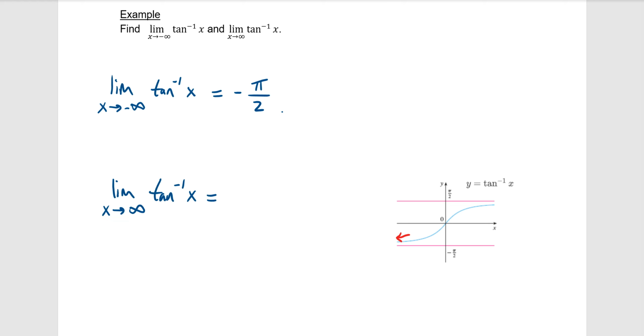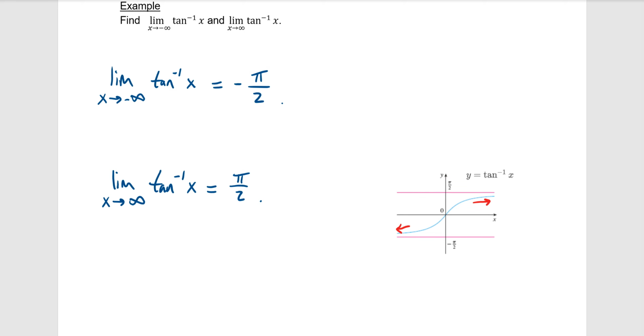Now let's take a look as x goes to positive infinity. So as x goes to positive infinity, there's our function. It looks like it's approaching that horizontal tangent line at pi over 2. So that's going to equal pi over 2. So as x gets more and more positive, as it increases without bound, the y values for this function are going to get closer and closer to pi over 2.